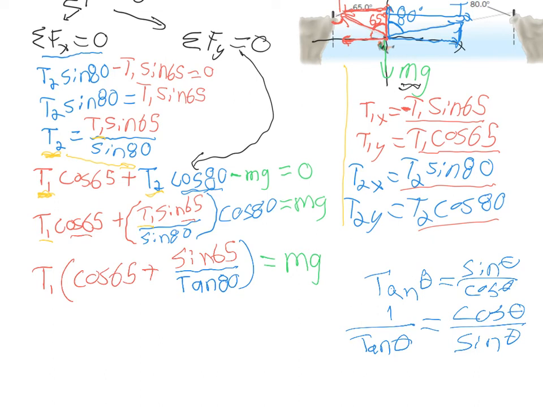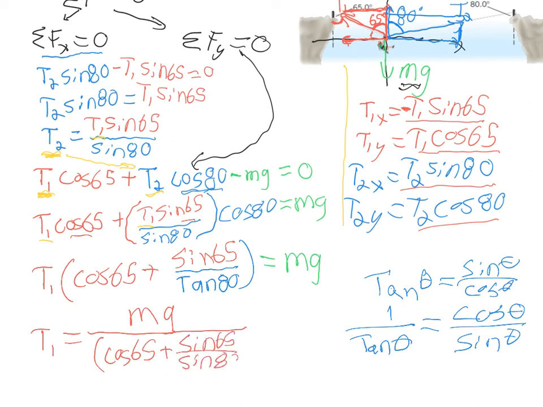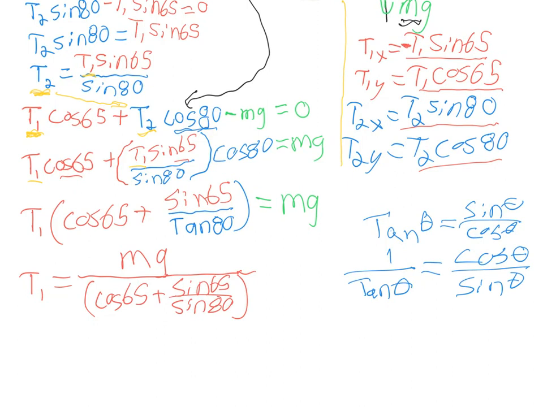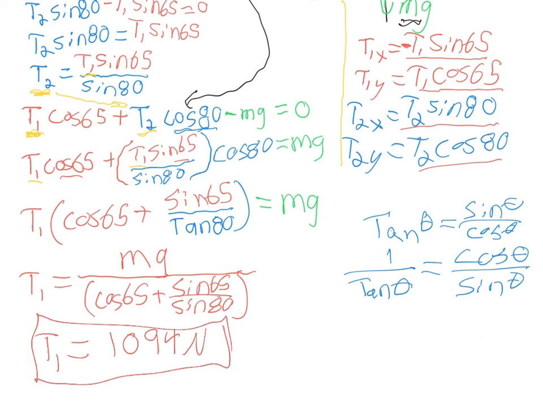Oh boy, howdy, look at that. This is so nice. So we have T1 is just going to be equal to mg divided by this whole term: cosine 65 plus sine 65 divided by the sine of 80. Keeping in mind, m is 65 kilograms, as the problem statement tells us. We can scroll up to confirm that. Yep, 65 kilograms. G is 9.8. So if you plug and chug, you ought to be able to solve and find that T1 has a value of 1,094 newtons. Boom, box worthy for sure.